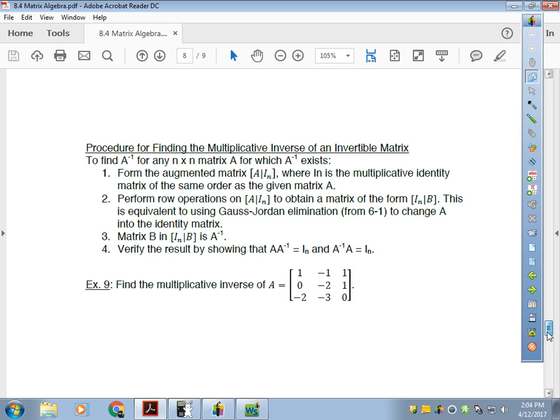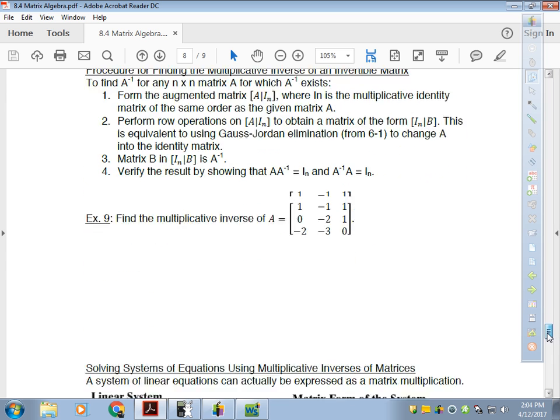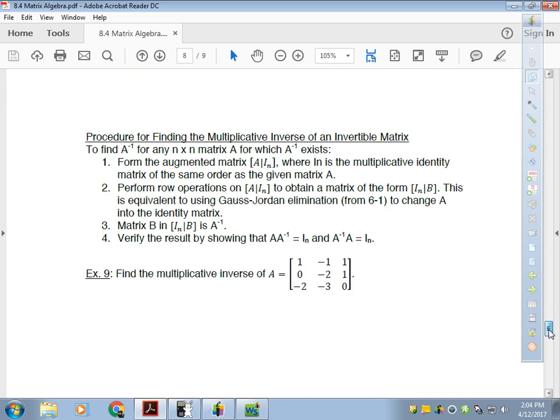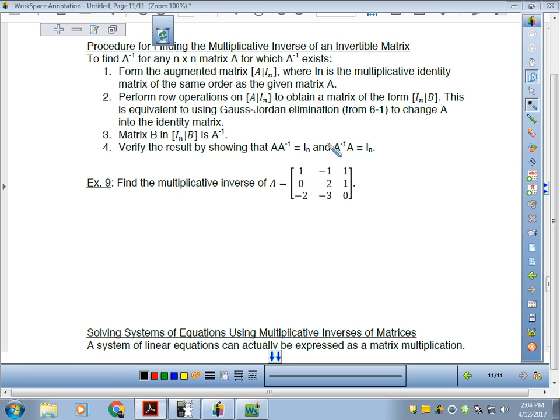Alright. So how do we find an inverse? Well, there is a long way and a short way of doing it. The long way involves taking a matrix and turning it into an augmented matrix, where on one side you have your original matrix A, and on the other side you have your identity matrix I sub n. Then what you would do is perform operations to change your matrix A until it turns into matrix I sub n, the identity matrix.